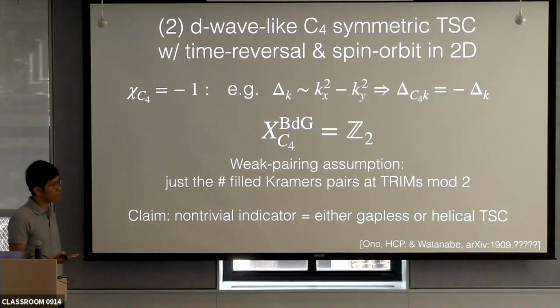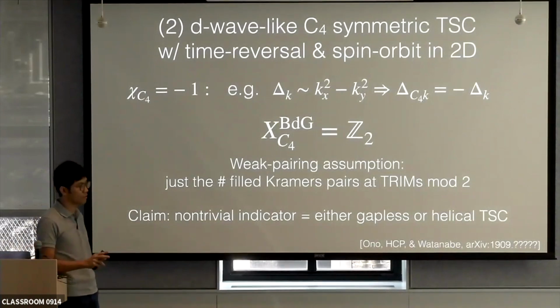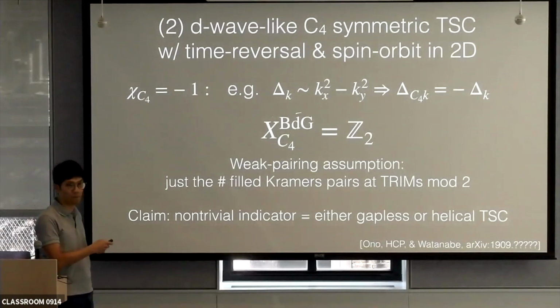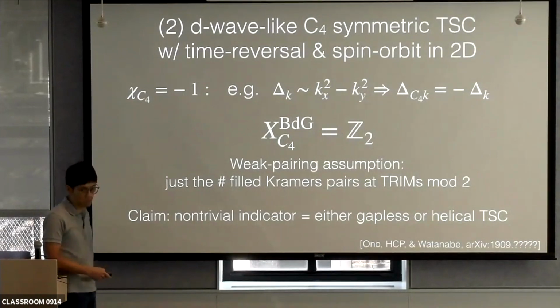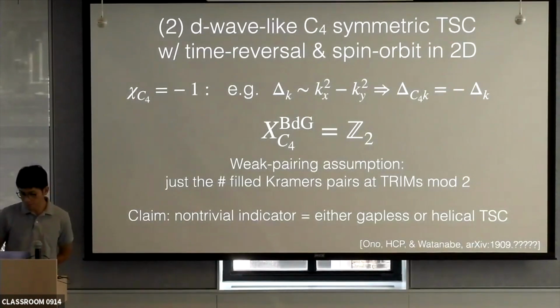It has been extended to class AII previously, but all the previous examples use some improper rotation. You either have inversion or mirror or the C4 bar, which is the combination of inversion and C4. Here we realize that for superconductors, when you have C4 rotation symmetry, it's just a proper rotation. Somehow you still get something like the Fu-Kane parity criterion, and it gives you the helical TSC. But the argument for showing this is extremely different from the usual way. I won't talk about it in this talk, but I'm happy to chat about that offline.